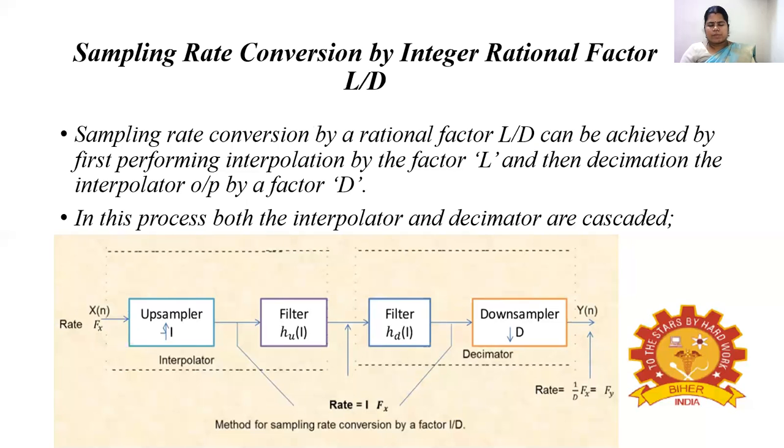Next, the sampling rate conversion by a rational factor L by D. It can be achieved by first performing the interpolation by the factor L, and then decimating the interpolated output by a factor D. So first we do the interpolation by the factor L, and after this the interpolated output is decimated. In this process, both the interpolator as well as the decimator are cascaded together.